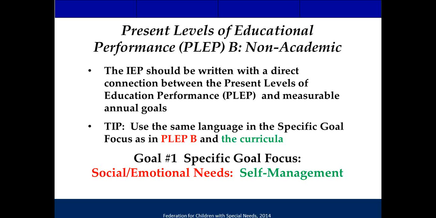I think, and a lot of these are my own opinions, so don't blame Julie for this. She did not write this part, but I did, and I thought it was pretty good. The IEP should be written with a direct connection between PLEP B and measurable annual goals. I always call it the golden thread, which people think is weird, but that's what I call it.